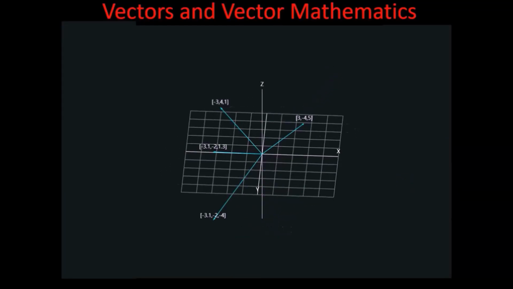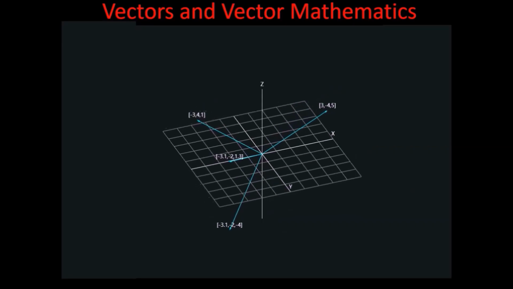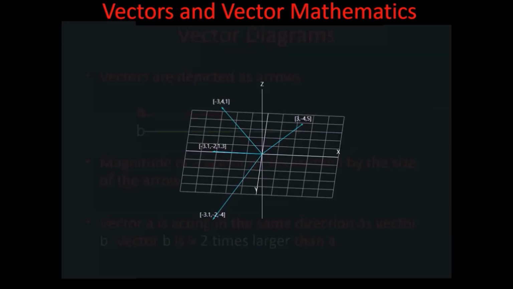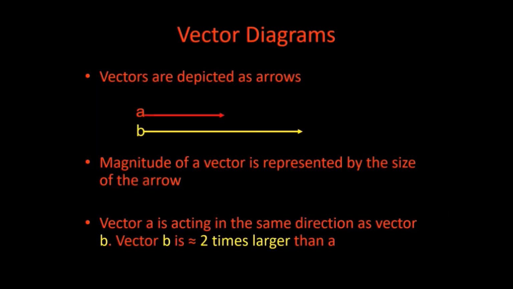In this class, we're going to look at vectors and the mathematics associated with their use. Now, as we should have discussed before, vectors are really depicted graphically as arrows. The magnitude of a vector, if we're looking at it in a graphical sense, is usually depicted by the size of the arrow. That means in this particular case, vector B is roughly 2 times vector A.